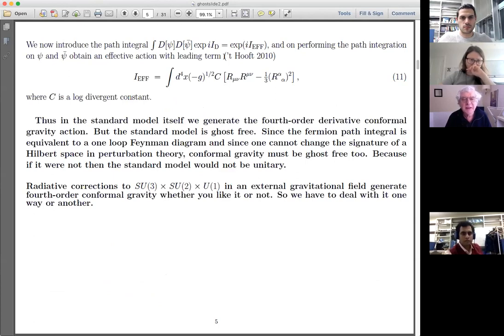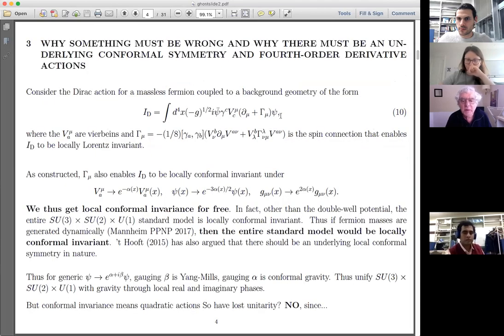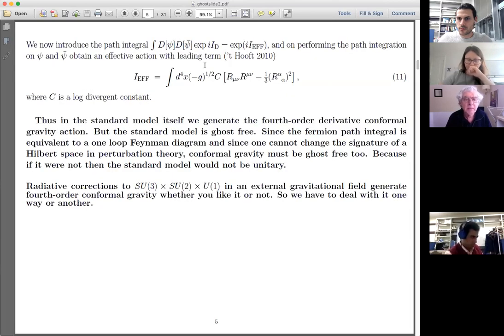Not I, 't Hooft generated it, not me. But nonetheless, what you get is the conformal gravity action, where C is a log divergent constant. Now, why would you get the conformal gravity action? Because you're starting off with a conformal invariant theory, and you're doing a path integral over the fermions.